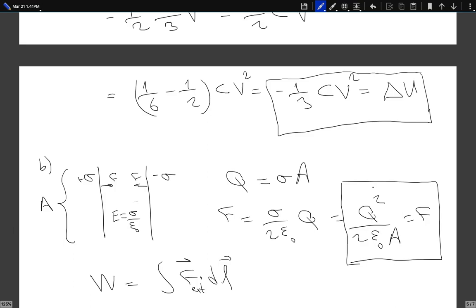Sigma over epsilon 0 is the electric field created by this plate plus the electric field created by this plate. It's the sum of the two electric fields. That gives us sigma over epsilon 0. But the force that this plate will feel will be only due to the electric field created by the other plate. That is why I'm not taking the half. I'm only calculating the electric field created by this plate, which happens to be half of that one.